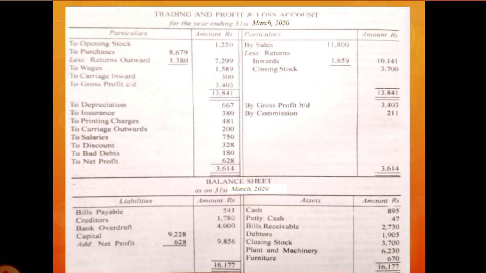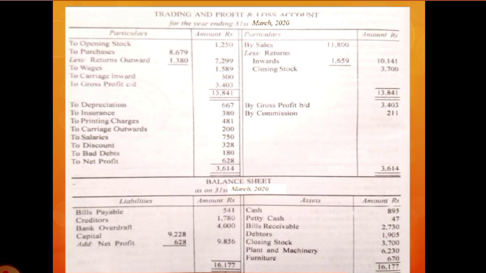After that we take the capital. The capital balance is rupees 9,228. We take it to the inner column because we need to add the net profit shown in the profit and loss account. So to the capital balance we add the net profit 628 and we get the capital balance of 9,856 in the amount column. So here we finish with the liability side. Then we come to the asset side.